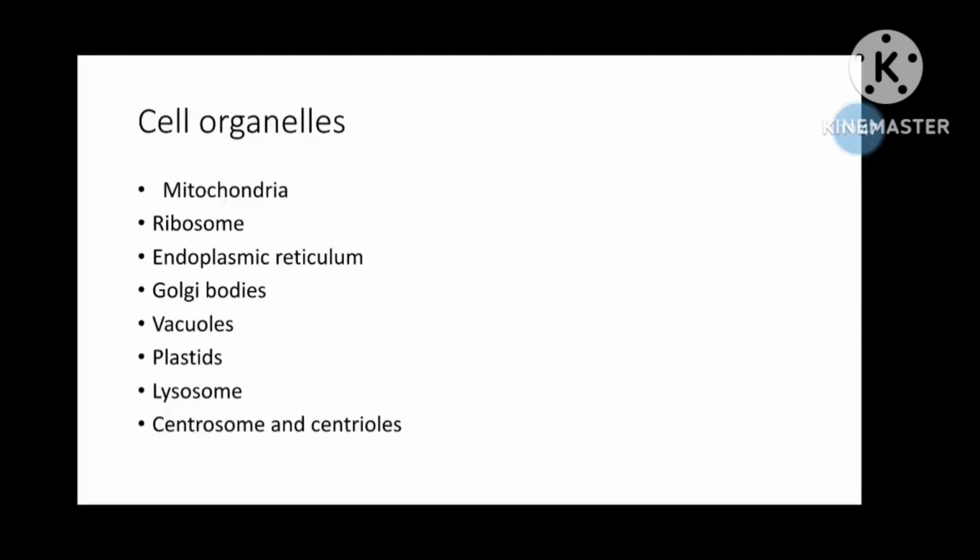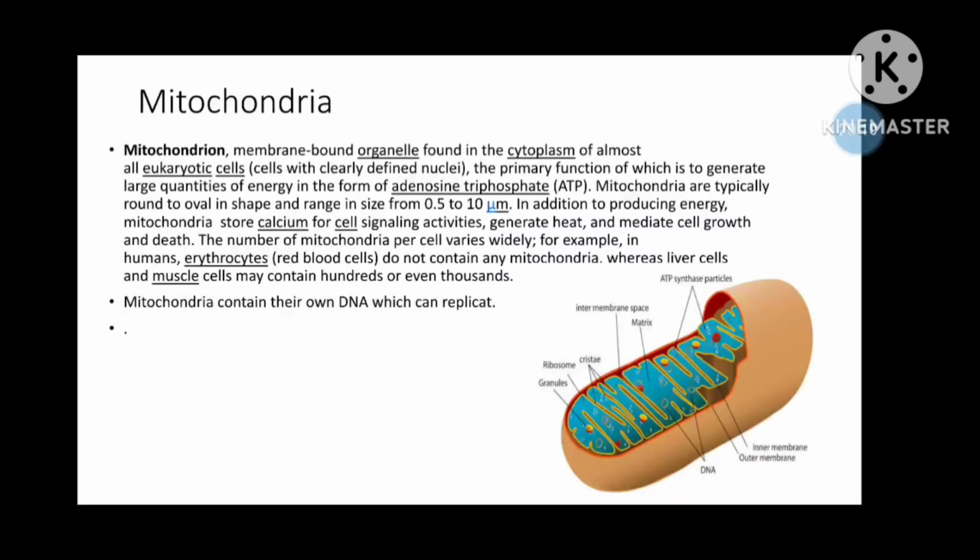These cell organelles all perform a specific function to maintain the cell. Right? All the cell organelles perform their respective functions to make the cell alive. So let's discuss the functioning of all the cell organelles one by one. Your first cell organelle is the mitochondria. Mitochondria is a membrane-bound organelle, and it is present in your cytoplasm.